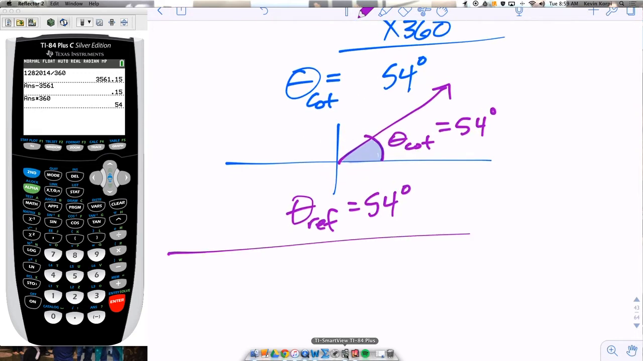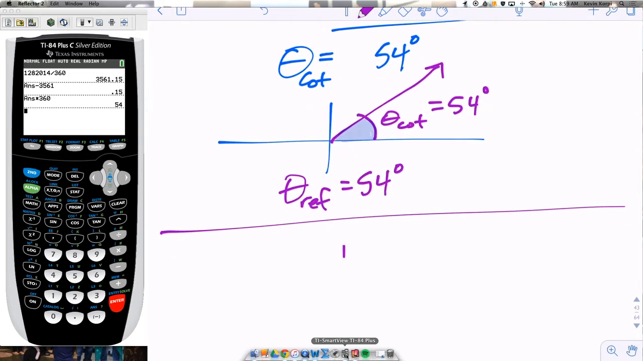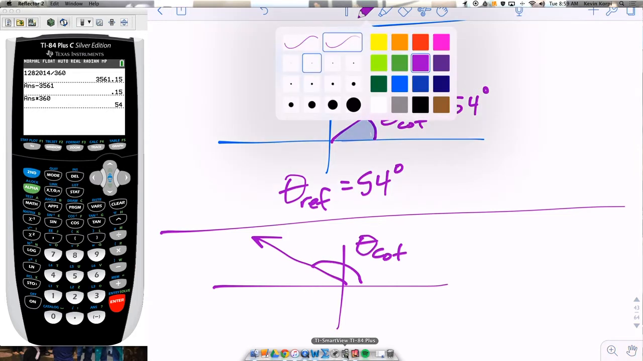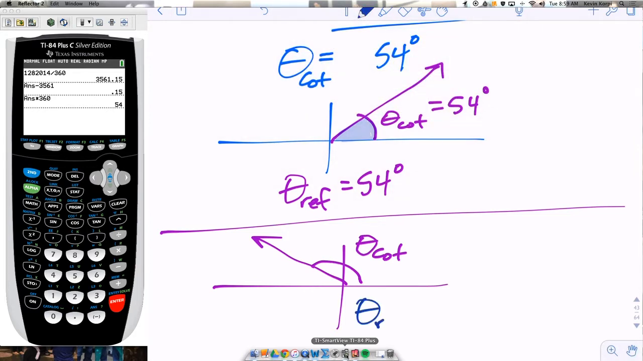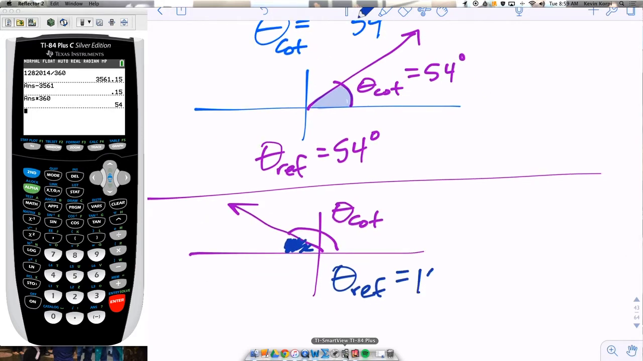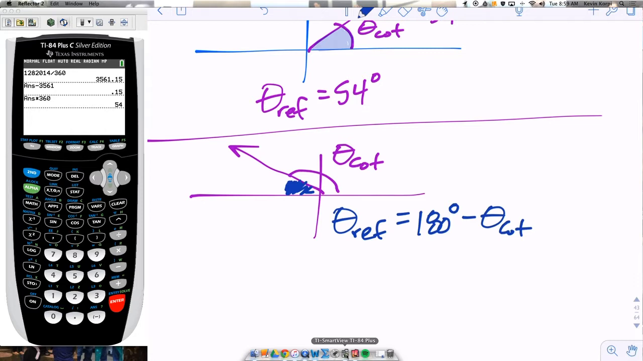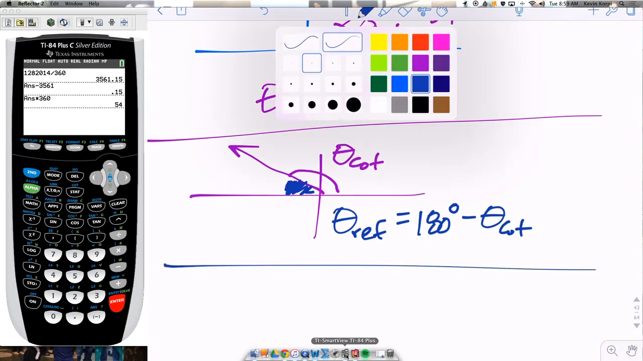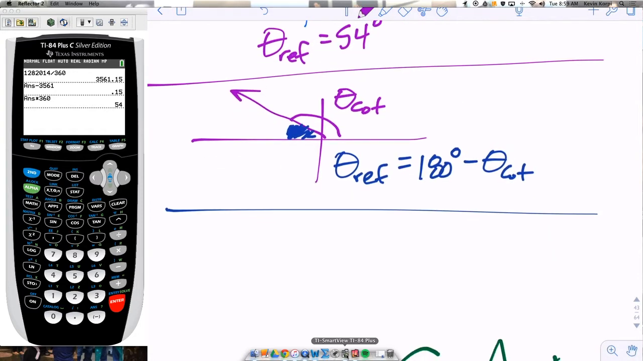Now, just some extra types of problems here. If your angle terminated over here in quadrant 2, let's say this was the coterminal angle, how would you find the reference angle? Good. The reference angle would be right here. So we need to subtract the coterminal angle from 180. So it would be 180 degrees minus the coterminal angle. Good. All right.